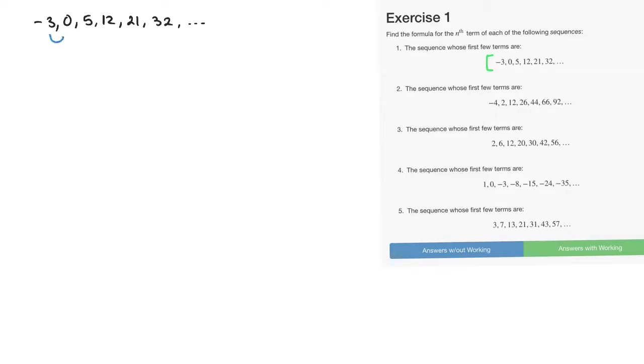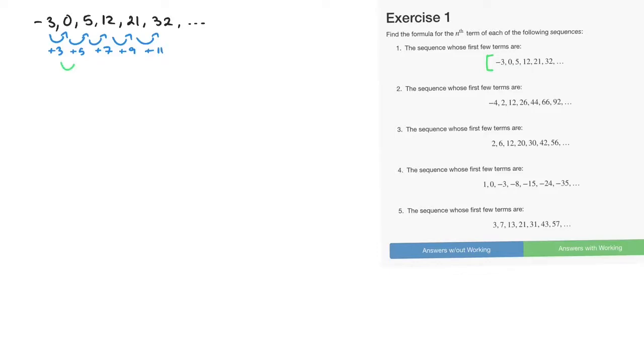So from -3 to 0, we're adding 3. From 0 to 5, we're adding 5. From 5 to 12, we're adding 7. From 12 to 21, we're adding 9. And from 21 to 32, we're adding 11. And since the difference here isn't always the same, we look at the second differences.